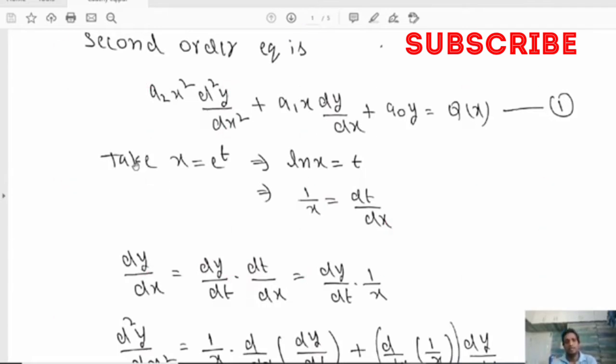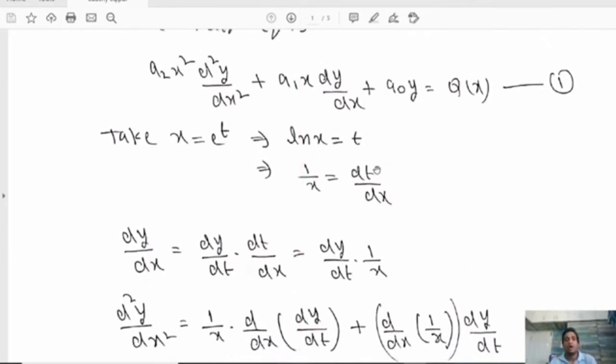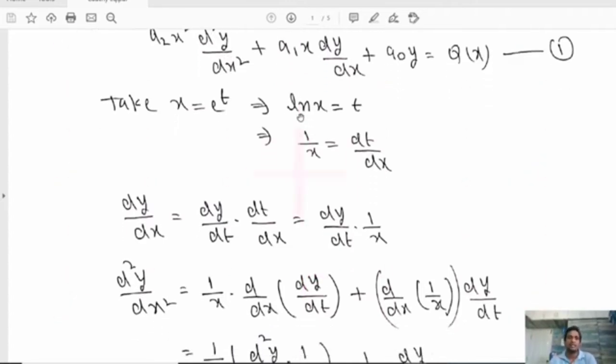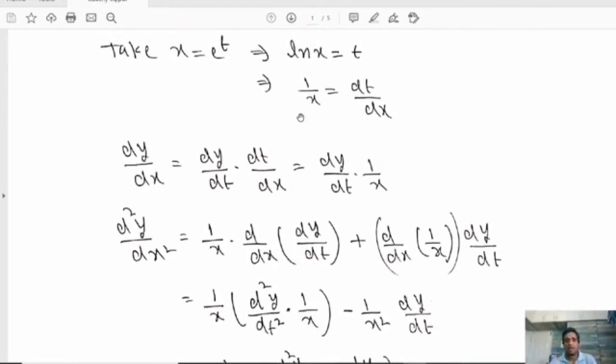So take x is equal to e^t. Then ln x, or log x, is equal to t. If I differentiate both sides, the derivative of ln x is 1 by x, and t gives dt by dx. So we are going to express dy/dx in terms of dy/dt, and d^2y/dx^2 in terms of d^2y/dt^2.